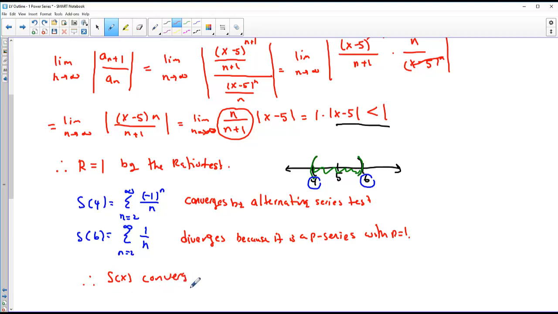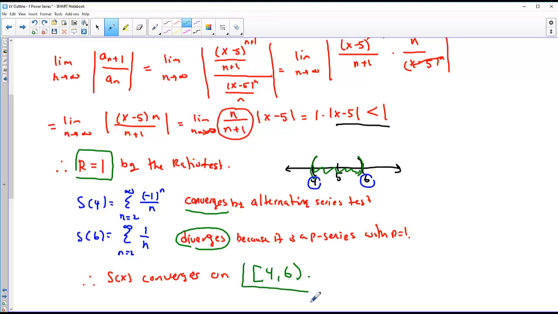converges on, and we have from 4 to 6, and we're going to include 4 because that's where it converges. So close bracket 4. And then up to 6, but don't include 6 because that's where it diverges. But that's our interval of convergence. So you have your radius of convergence, and we have our interval of convergence.